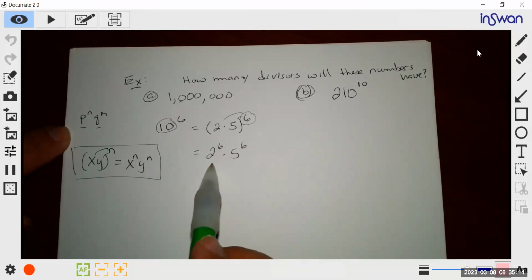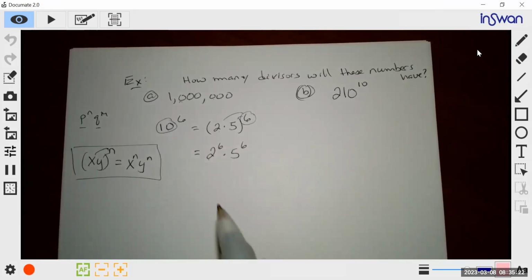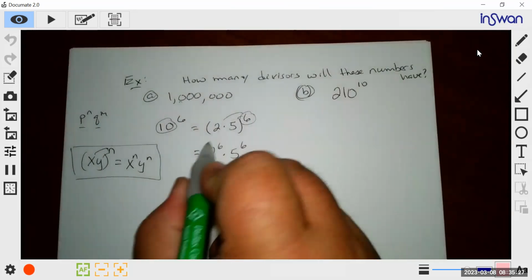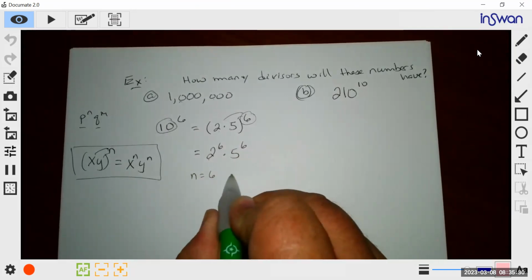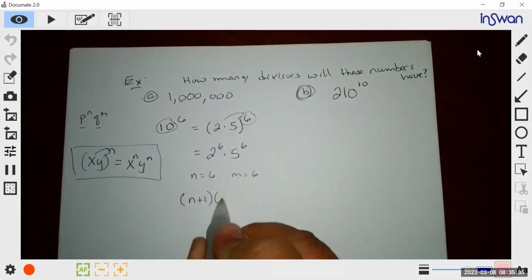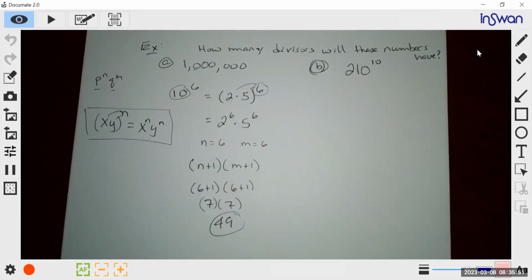Now we have that, with respect to that formula. N is 6, M is 6. We need N plus 1 times M plus 1. So 6 plus 1, 6 plus 1. So 1 million has 49 unique factors.